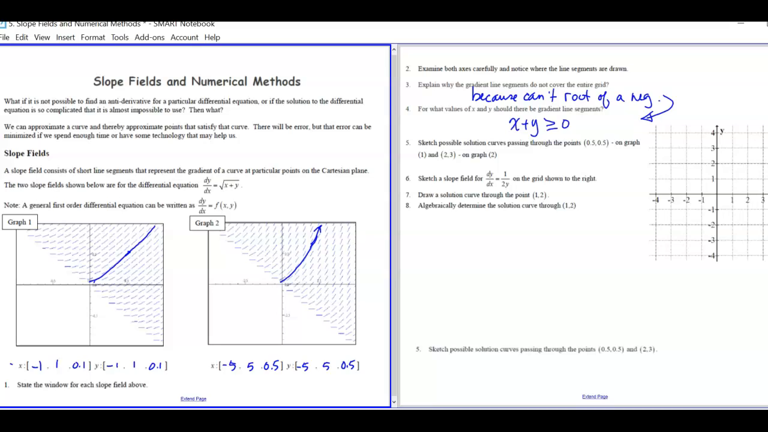So in this case, we're actually going to draw the slope field for ourselves. This one we can do.